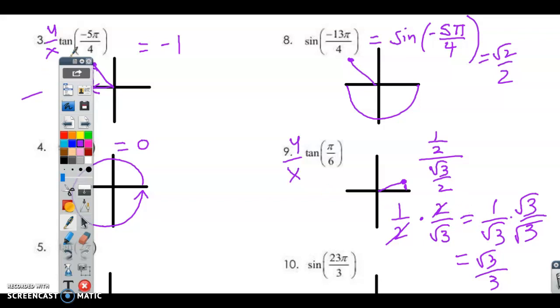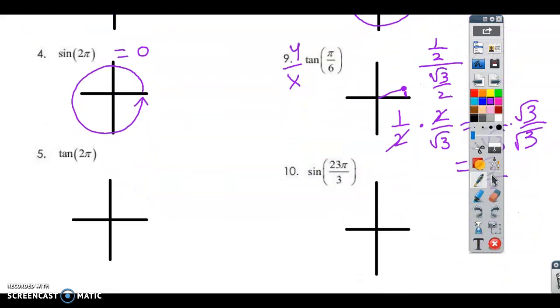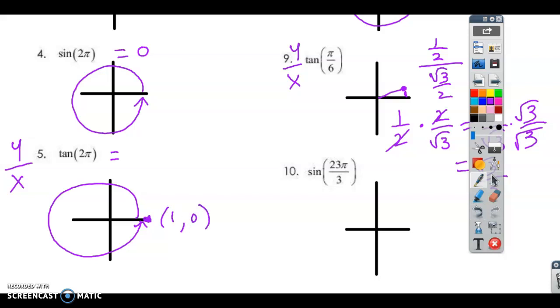So now, let's do tangent of 2 pi. Well, tangent is, again, y over x, which you have to have memorized. So that is all the way around, right? So the x coordinate is 1, the y coordinate is 0. So that is 0 over 1. So that's just equal to 0.